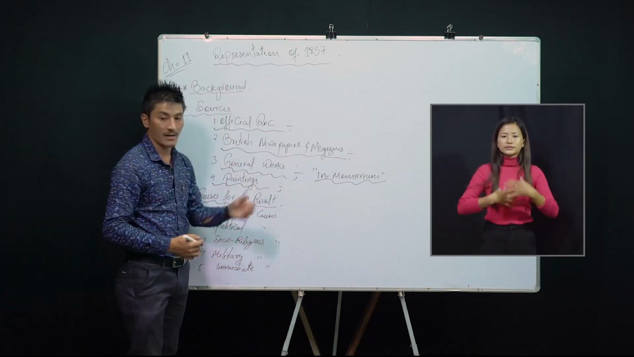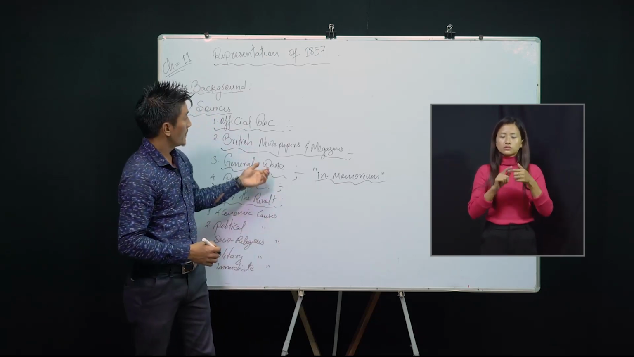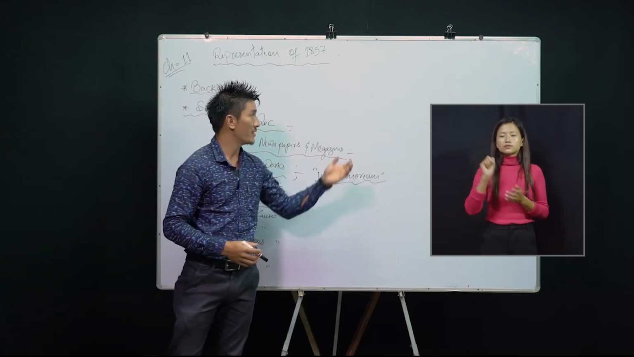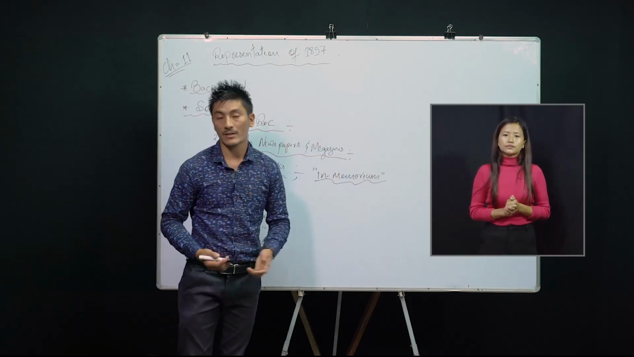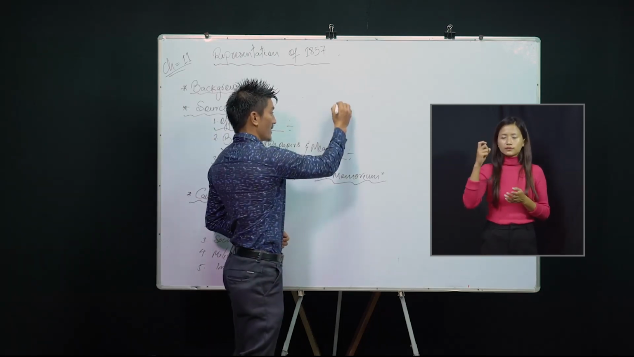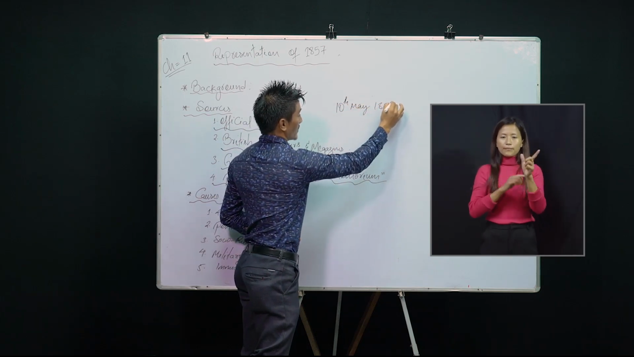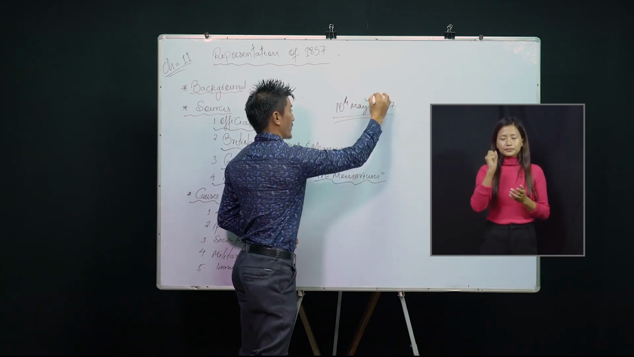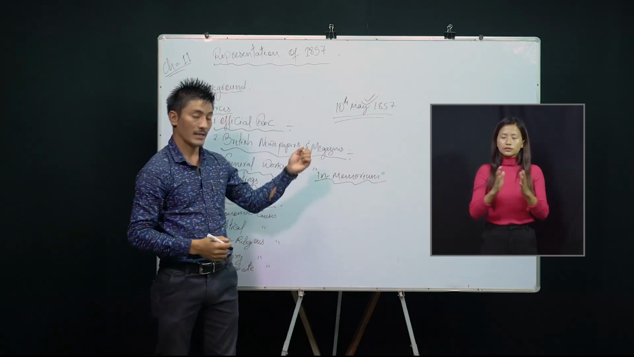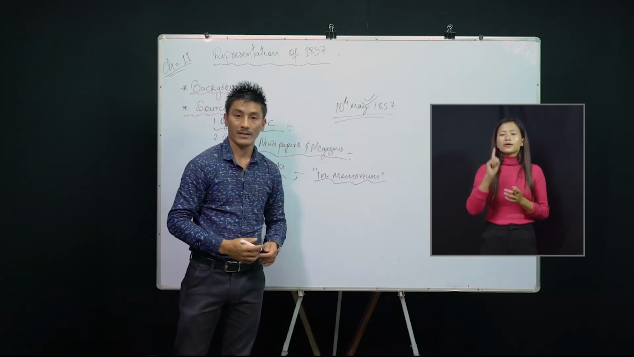So all these are the sources from where we get the events of the revolt of 1857. So if you may ask, when did the revolt of 1857 start? It started on 10th May 1857. Please keep in mind all these dates are very important. It started on 10 May 1857 and ended on 1st of November 1858, 1 year and 6 months.